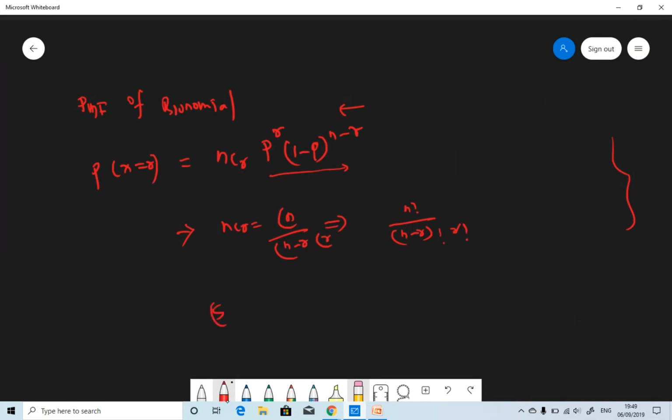For example, 5 factorial is 5, 4, 3, 2, 1. 1 factorial is 1 and 0 factorial is also 1. You go and do research on why 0 factorial is 1. There is some long story for this. Can you remember this formula and these derivations?